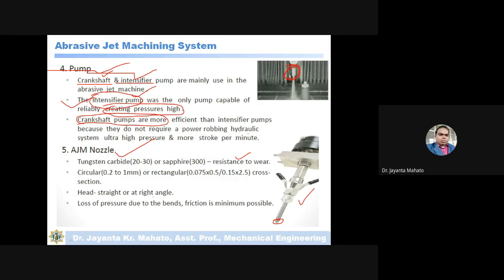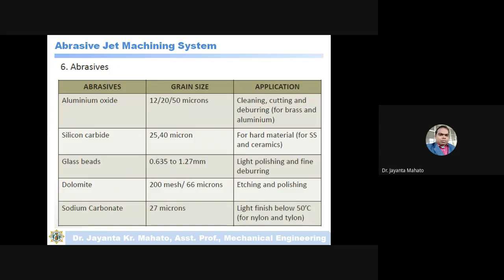स्ट्रेट और एट राइट एंगल, दो टाइप की होती है नोजल, स्ट्रेट और एट राइट एंगल. लॉस ऑफ प्रेशर ड्यू टू बेंड, अगर बेंड होगी तो प्रेशर लॉस होगी. सो स्ट्रेट टाइप की नोजल इज यूज़्ड, लाइक दिस स्ट्रेट टाइप. ओके, friction is minimum possible, means जितना कम सके उतना फ्रिक्शन मिनिमम करनी है. And these different types of abrasives are used according to different applications.